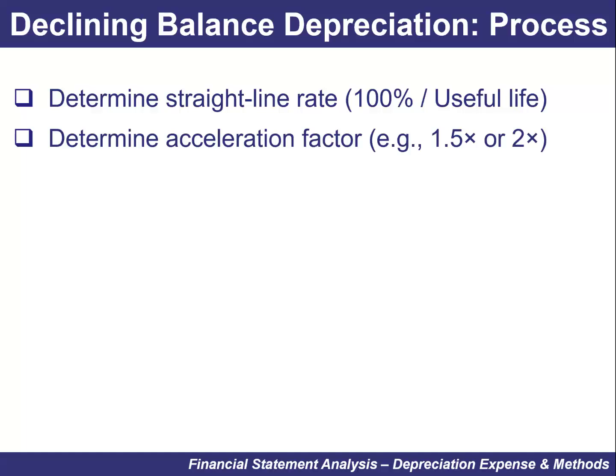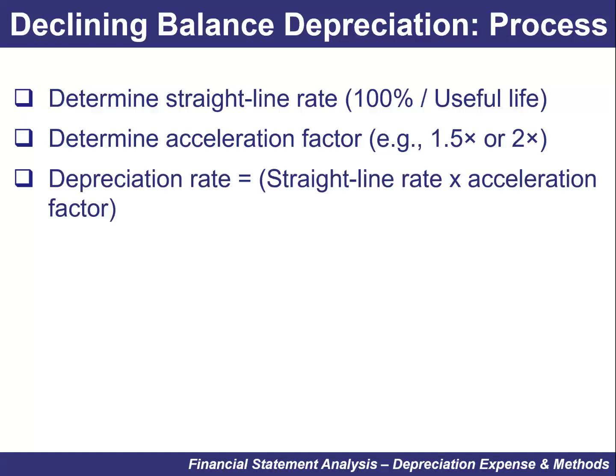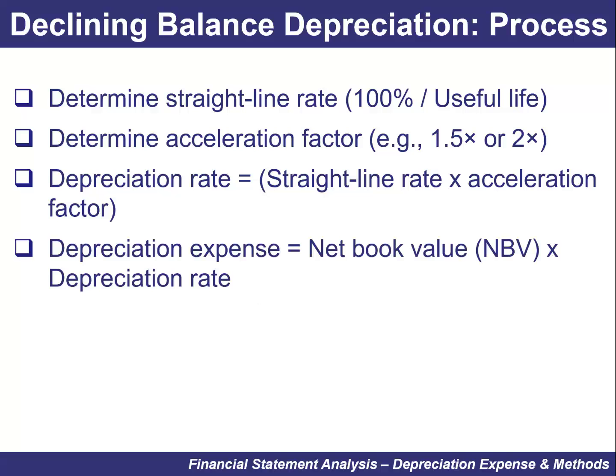Then you determine your acceleration factor. Are you using 1.5 times straight line? Are you using 2 times? Or so on. Third, to get your depreciation rate, you just take the straight line rate and you multiply it times the acceleration factor. So if you've got a 10-year asset and 1.5 times straight line, 10-year asset would be 10% depreciation. 1.5 times that, you'd then have 15% depreciation.